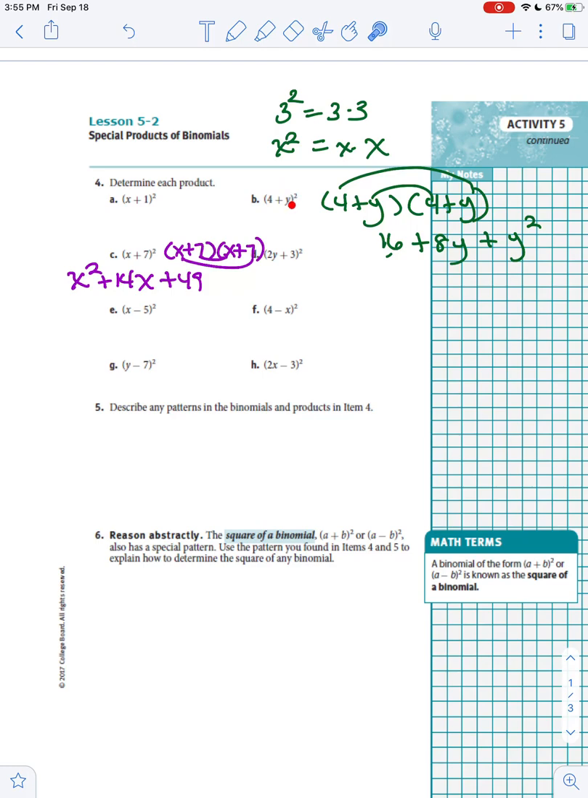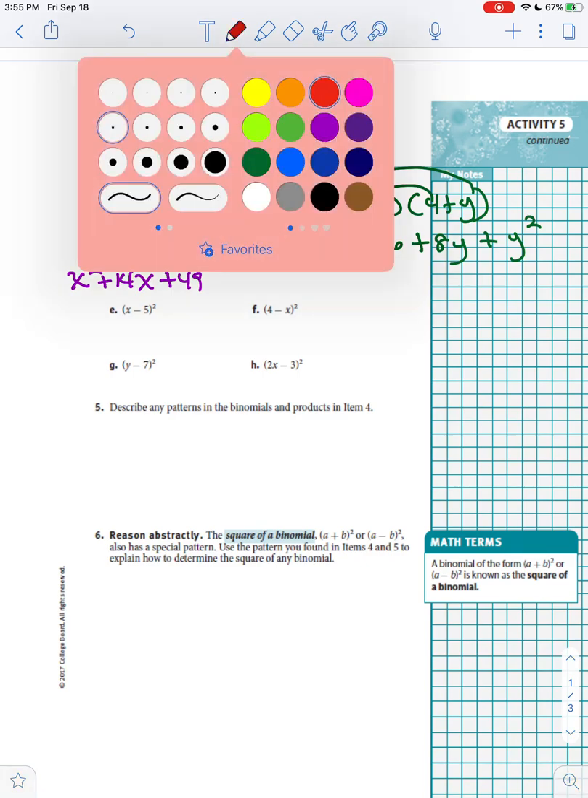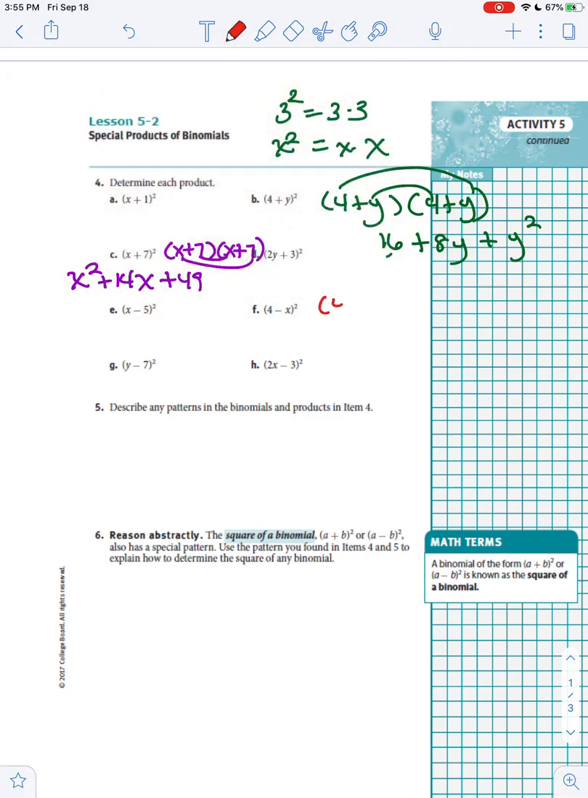Well, hopefully you notice that if you take the product of 4 times y and you multiply it by 2, you get 8y. If we take the product of x times 7, you get 7x, times 2 is 14x. So 2 is going to play a role here. So let's try another one. How about we work on F? So in F, we have 4 minus x times itself.